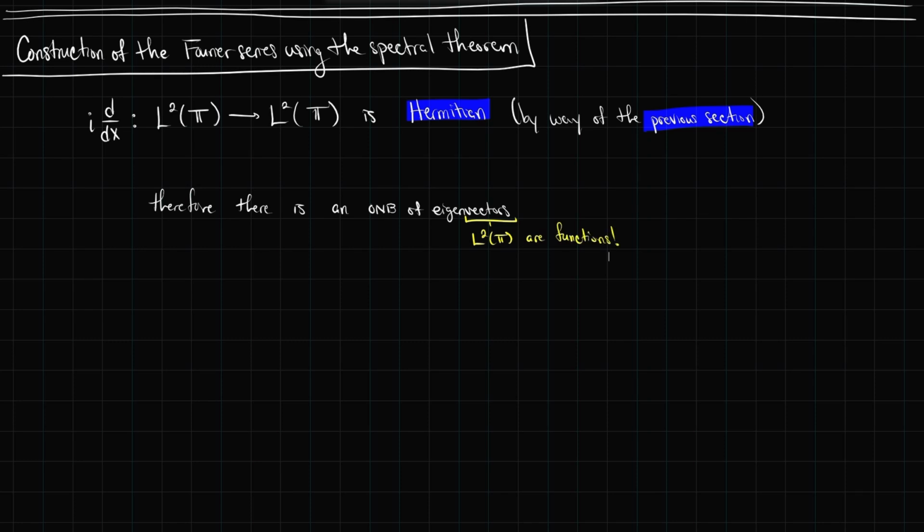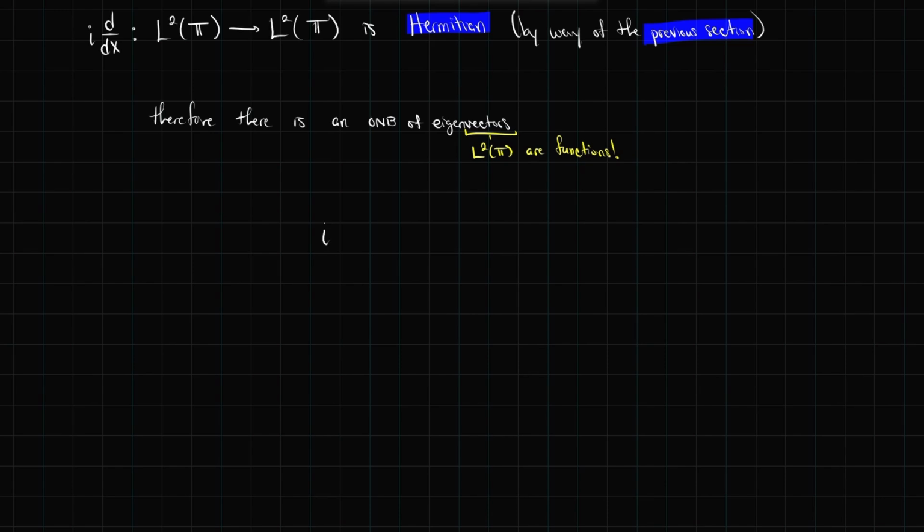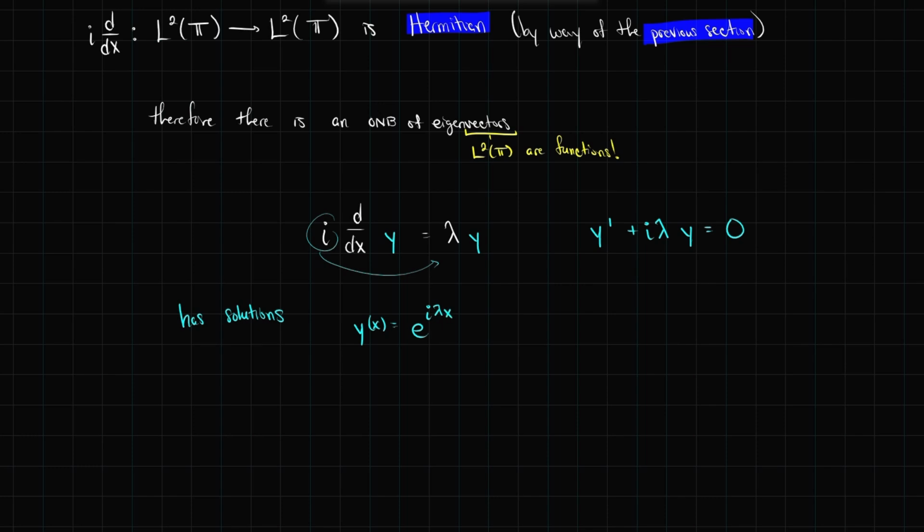So what does it mean to be an eigenfunction here? Let's look at the eigenfunctions of i d/dx. I need this to hit f of x, and I need it to be equal to a number times itself. Or if I want to make this look like my differential equations, I can put a y here and a y here. Or if I really want to make it look like my differential equations, let's divide by i. We end up with y prime, and then let's move every term to the left-hand side. y prime plus i lambda y equals 0 has solutions y of x equals e to the i lambda x.